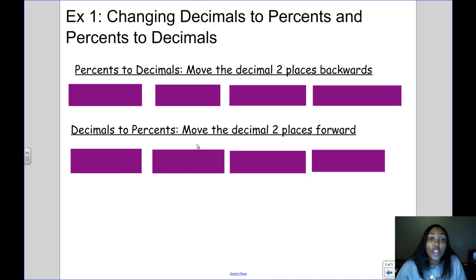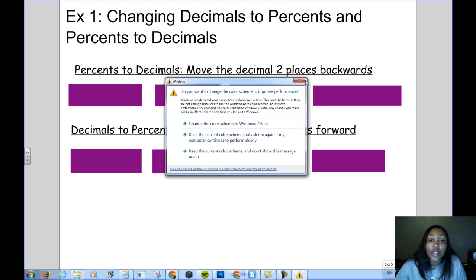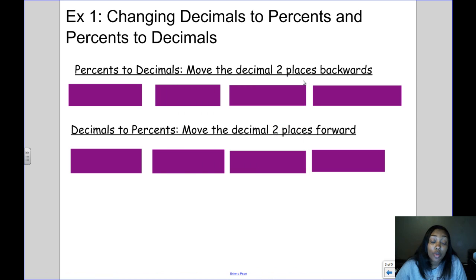So how do we change in between fractions and decimals and percents? This first example is how to change from decimals to percents and from percents to decimals. So the first thing we'll look at is how do you change a percent to a decimal. To change a percent to a decimal, we're going to move the decimal 2 places backwards.